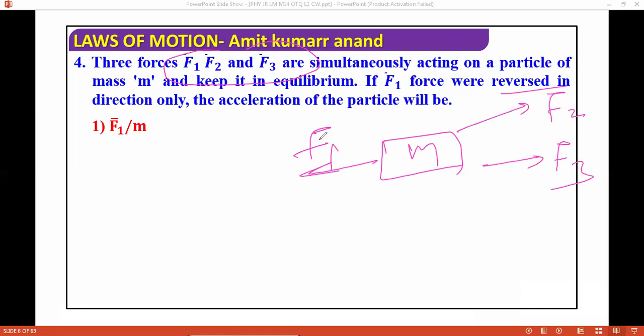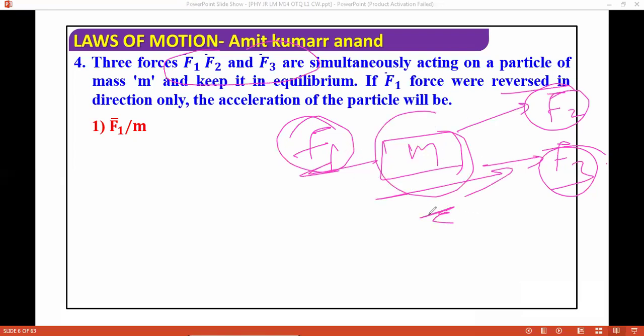So basically, if we think like this, F1 should be equal to F2 plus F3. Now, if I reverse the direction of F1, then the net force will be what? Minus 2 F1. Can I say, think like this?